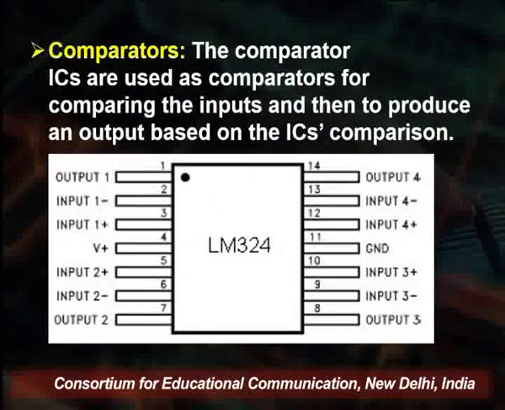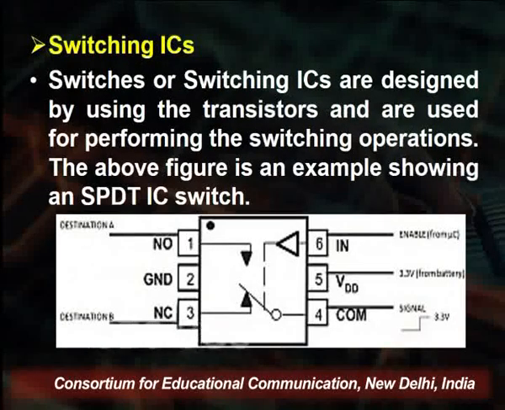Now the second is the comparators. The comparator ICs are used for comparing the input and output, and then produce an output based upon the comparison. In the previous one, logic, we give the input and output. Here it compares the input and then produces the output. That is the IC's comparison. These ICs do the comparison between the numbers. So this is another type of IC.